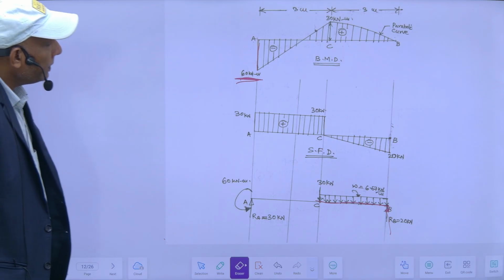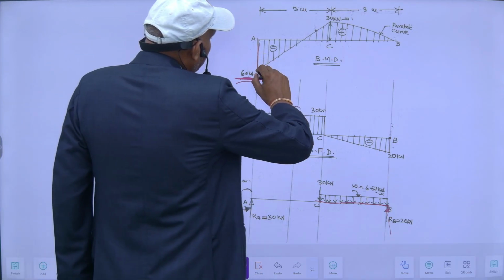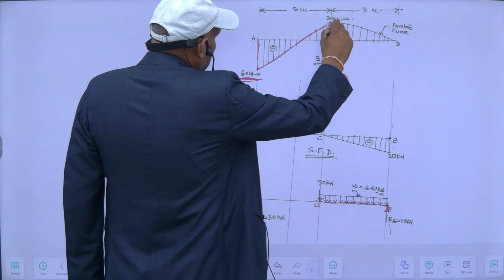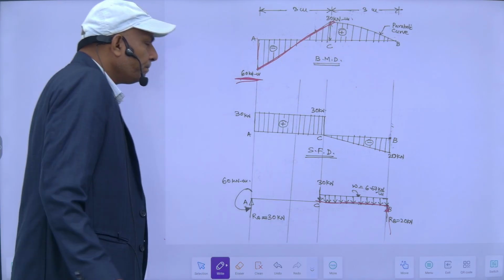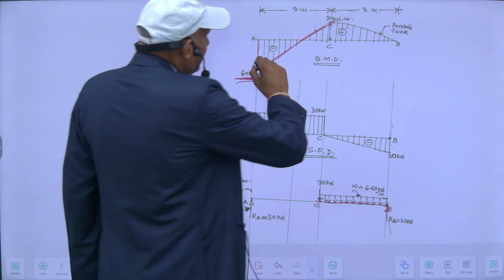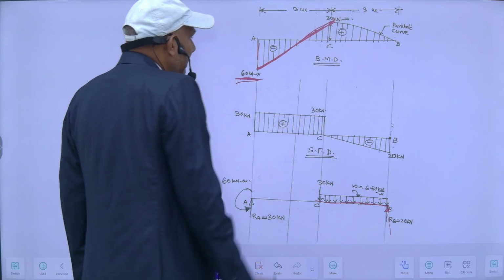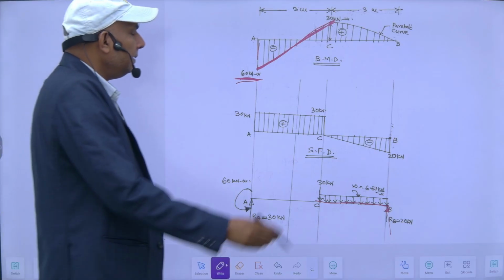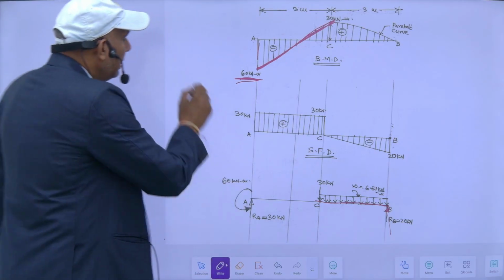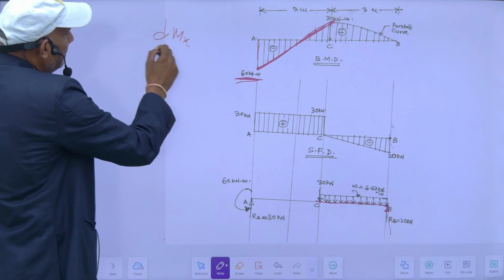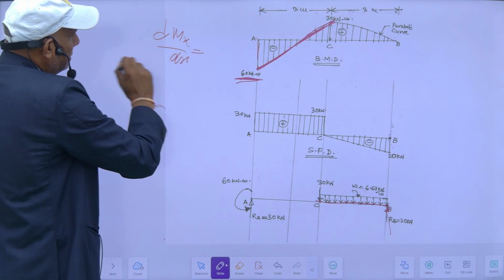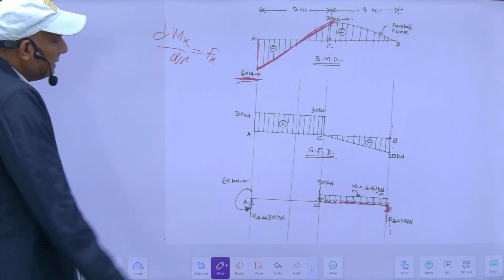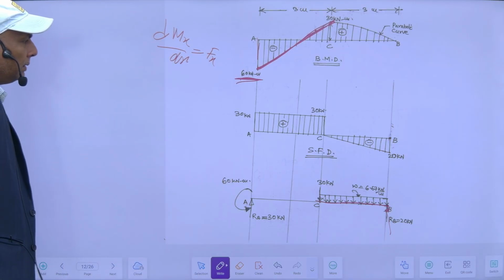Then from here to here, the bending moment is a straight line. It means my bending moment is linear, and the slope of the bending moment will give the shear force. So this is 60 kilonewton meter.